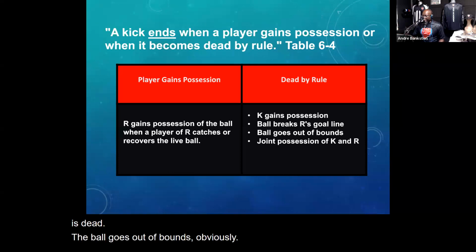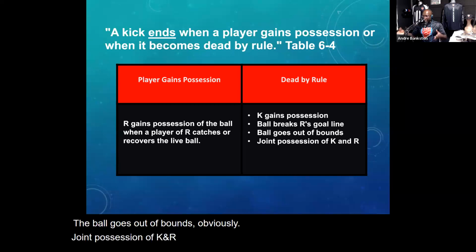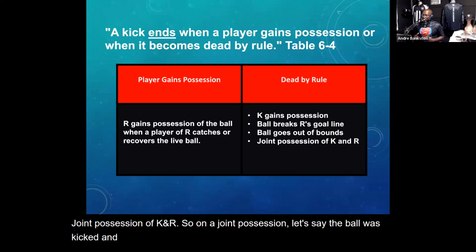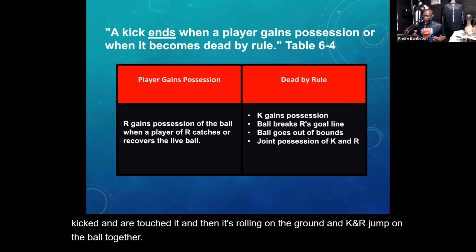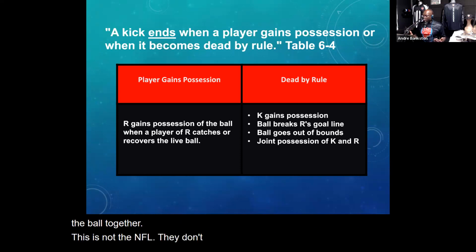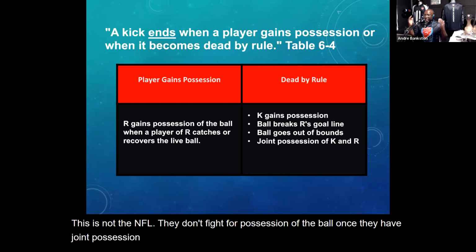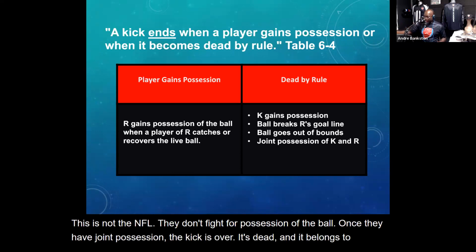Joint possession of K and R. So on a joint possession, let's say the ball was kicked and R touched it, and then it's rolling on the ground, and K and R jump on the ball together. It's not the NFL. They don't fight for possession of the ball. Once they have joint possession, the kick is over. It's dead, and it belongs to R.